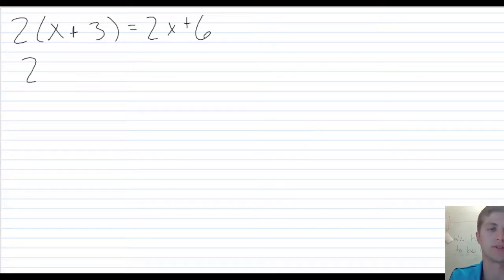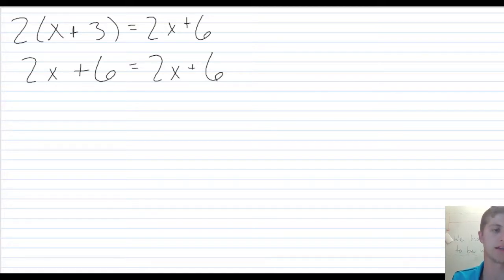2 times x is 2x. 2 times 3 is 6. Equals 2x plus 6. Let's get all the x's to one side. So let's move this 2x to the other side. How do we do that? We'll subtract 2x, minus 2x, and what we do to one side we'll do to the other.